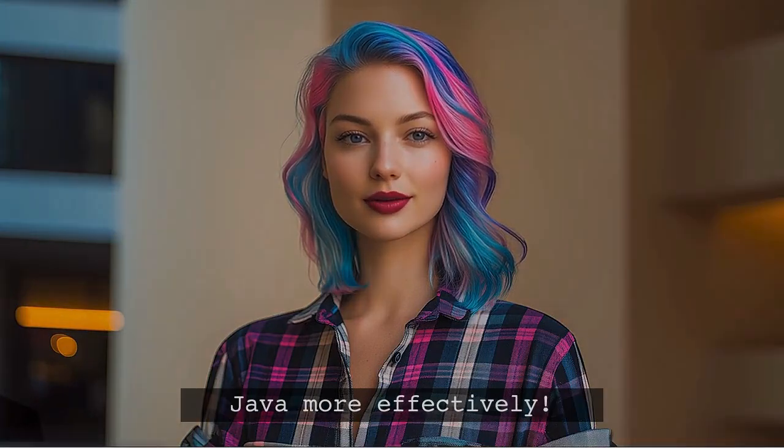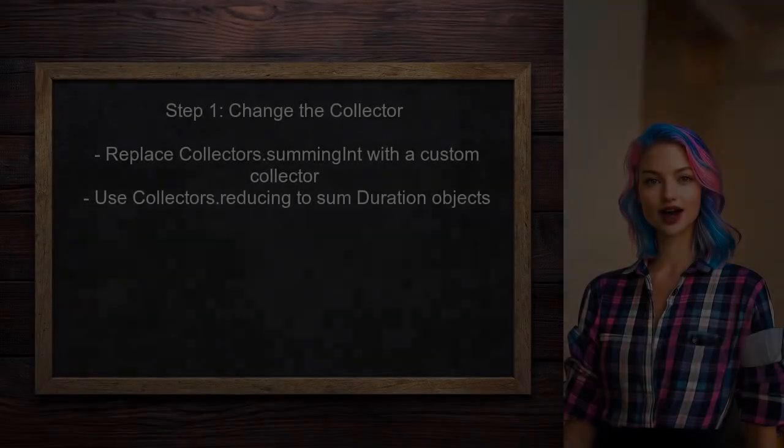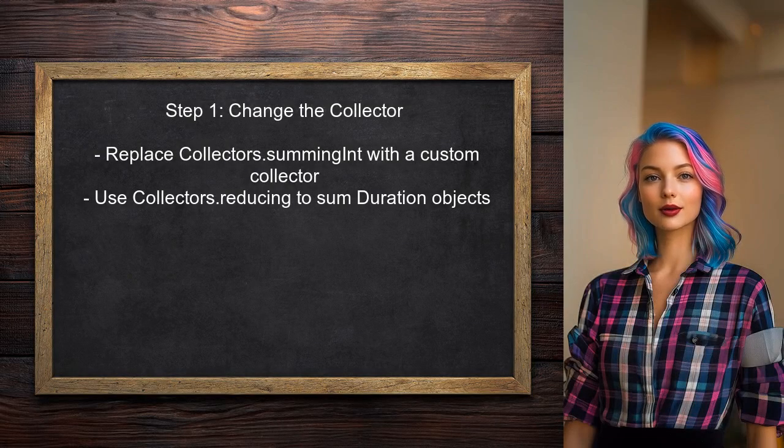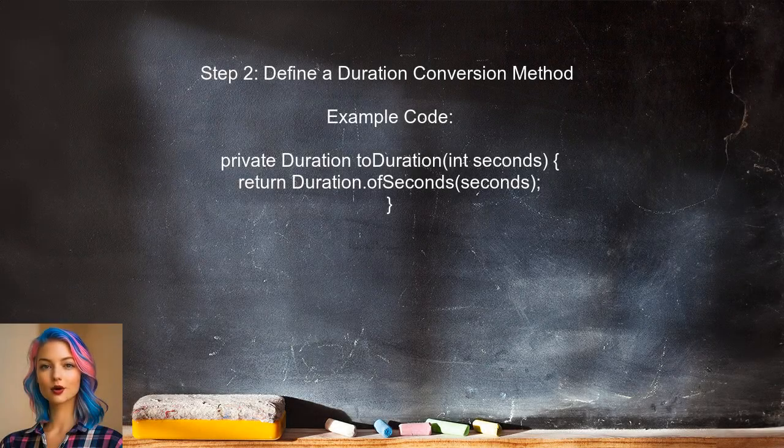in Java more effectively. To create a map that uses duration instead of integer, the user should start by changing the collector from summingInt to a custom collector that sums up the durations. Next, the user needs to define a method that converts the duration in seconds to a duration object. This will allow the user to work with the duration type directly.